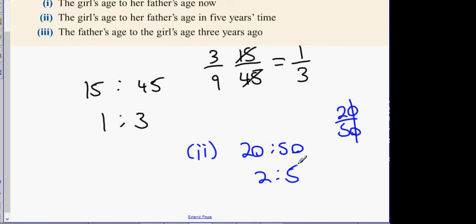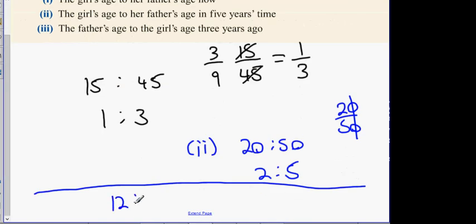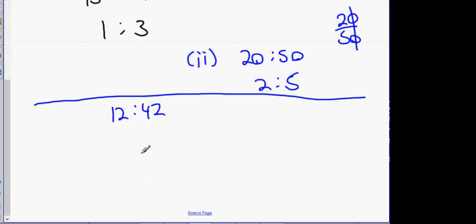Find the father's age to the girl's age 3 years ago. 3 years ago would mean what? What are their ages then? 12 and 42. So we're going to have 12 is to 42. Now guys, what is 12 is to 42? Let me see. 6 is to what? 6 is to 21. Same thing. Go again. Divide by 3. 2 is to 7. Okay, 2 is to 7.